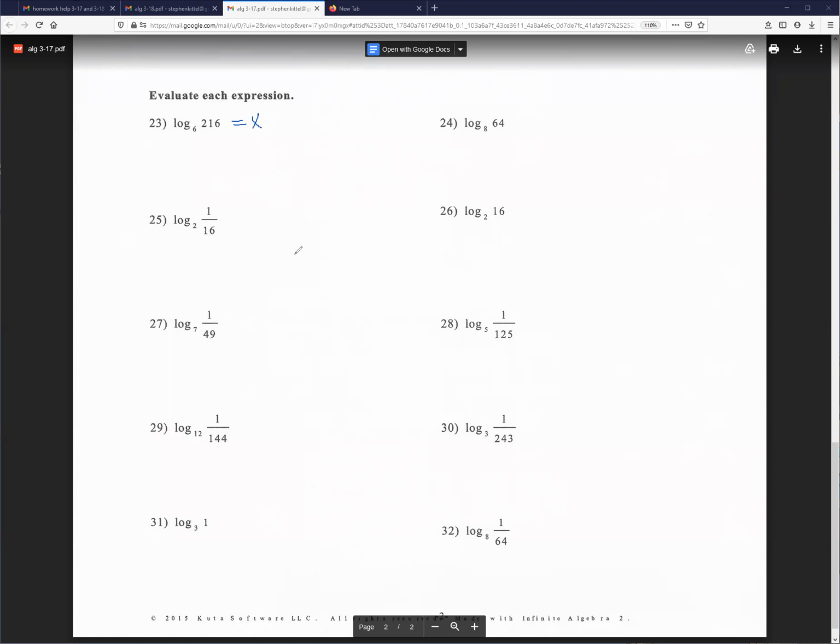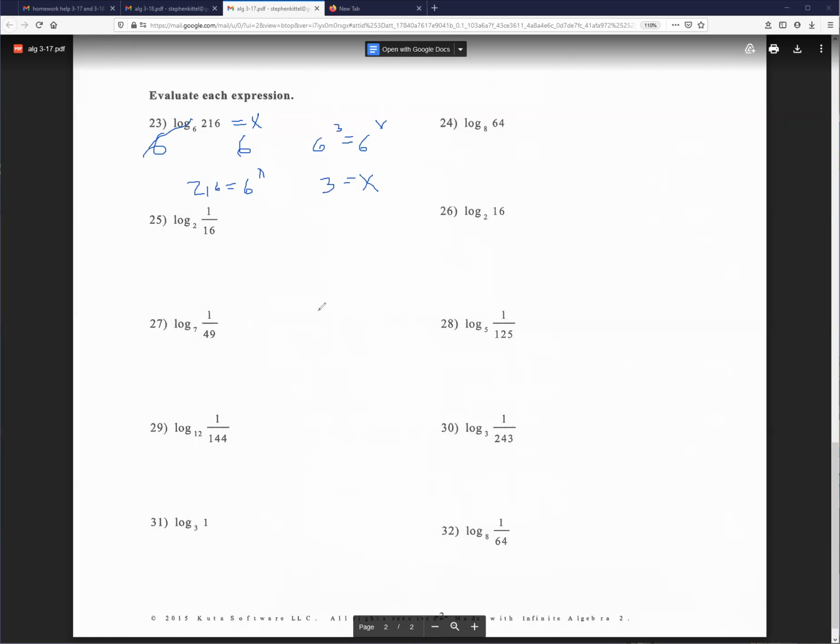Oh, well, we know how to rewrite these, don't we? Let's rewrite this in exponential form. So we'll do 6 to the power on both sides and cancel, and we get 216 equals 6 to the x. Well, 216 is 6 to the third equals 6 to the x, and that means that x equals 3.